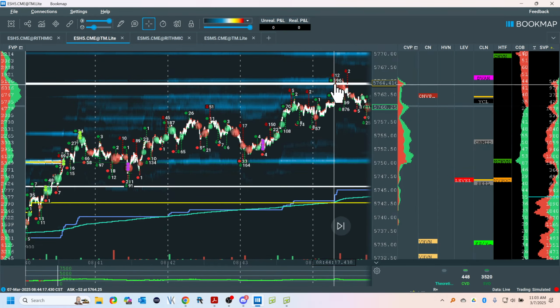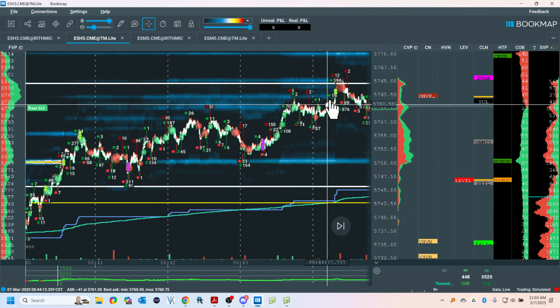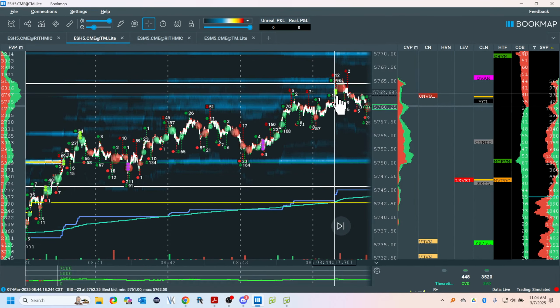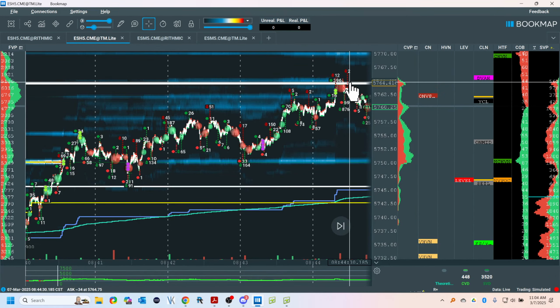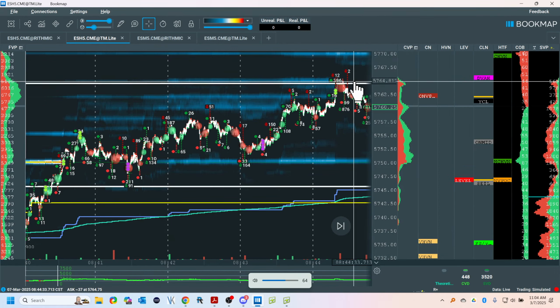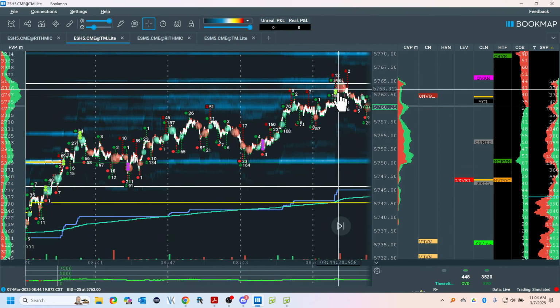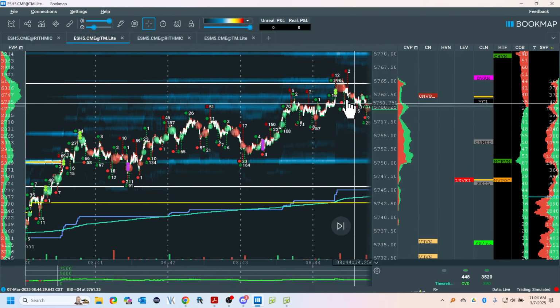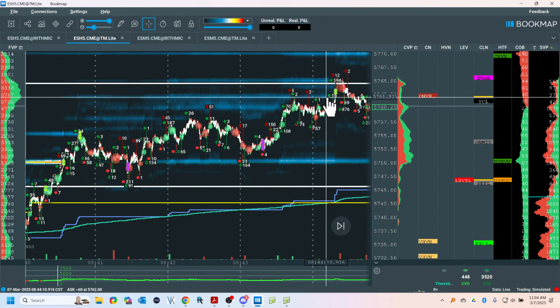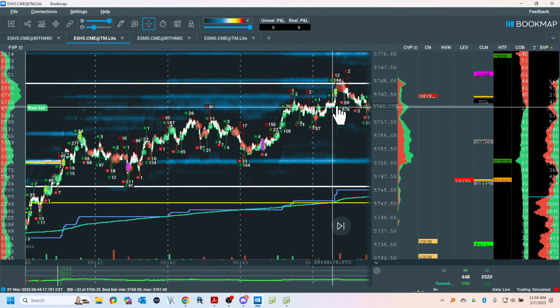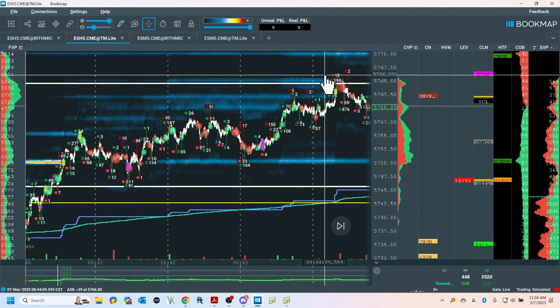Too high. Now, let's look. Sellers are here. Buyers are here. Here's my micro high volume. You see it. It's a micro VPOC. Same concept. Sellers are now below the buyers, and my last buyers are here. So this is support. If I put a little box around this, I have a micro consolidation.